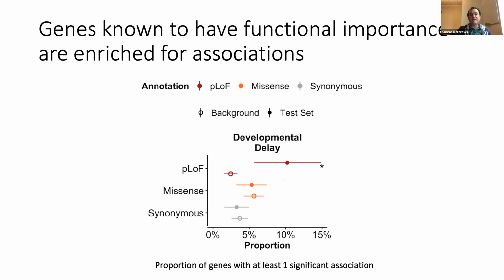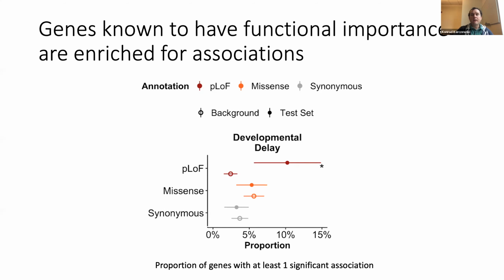So for instance, we have a set of known developmental delay genes, and we can see here that there are significantly more associations with loss of function variants compared to a frequency-matched background set of genes. So these genes that are implicated in developmental delay are more likely to be associated with a phenotype than the average gene when we match on frequency. Again, as I mentioned before, frequency is an important feature here, so we have to match this to a background set.